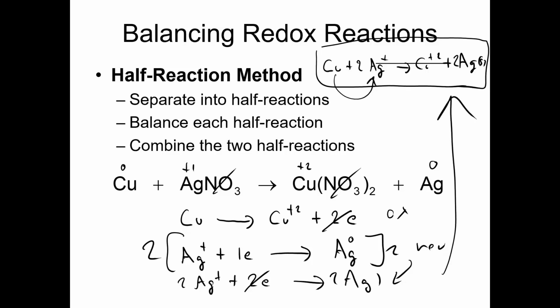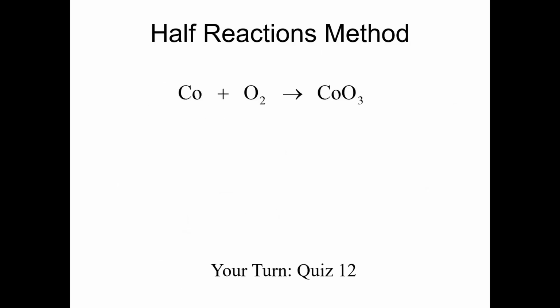Okay. Now, you could balance the equation before doing it. This will actually help you, right? Because we have 2 nitrates here, so you do know you need 2 silvers, and that is confirmed when you balance by this method.